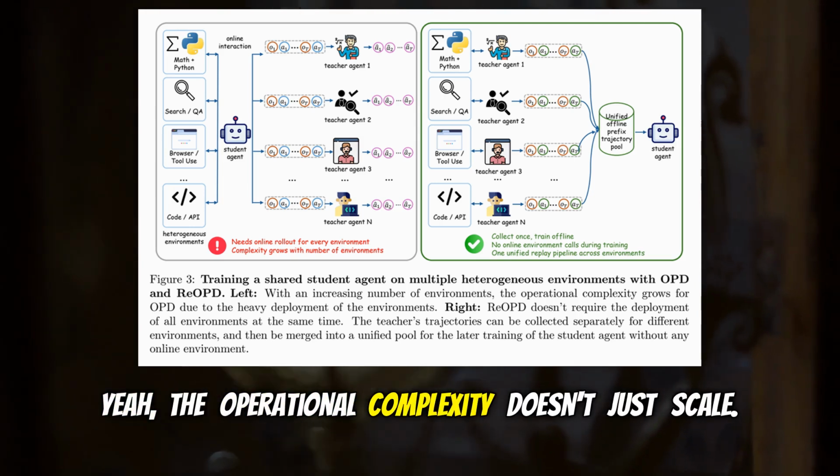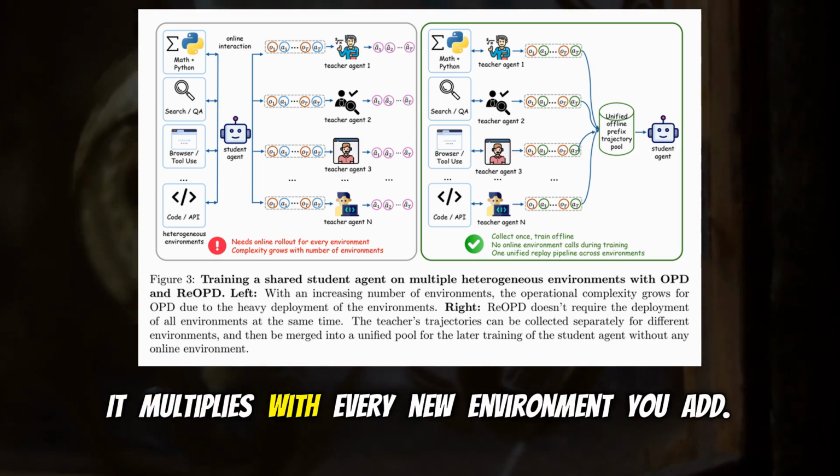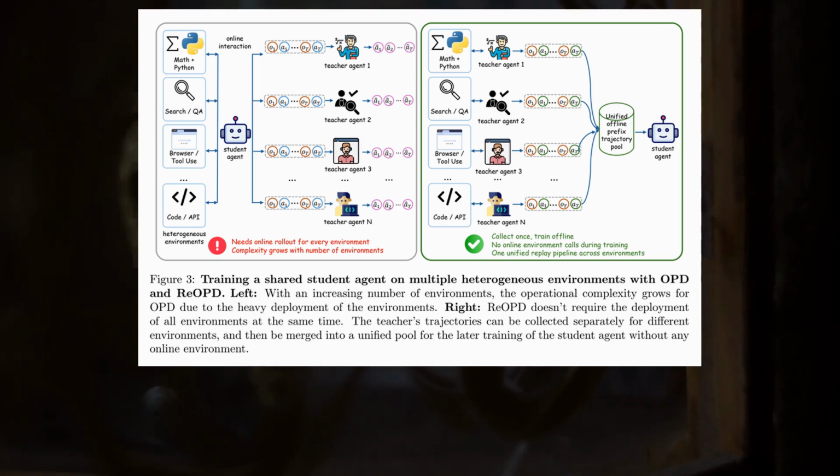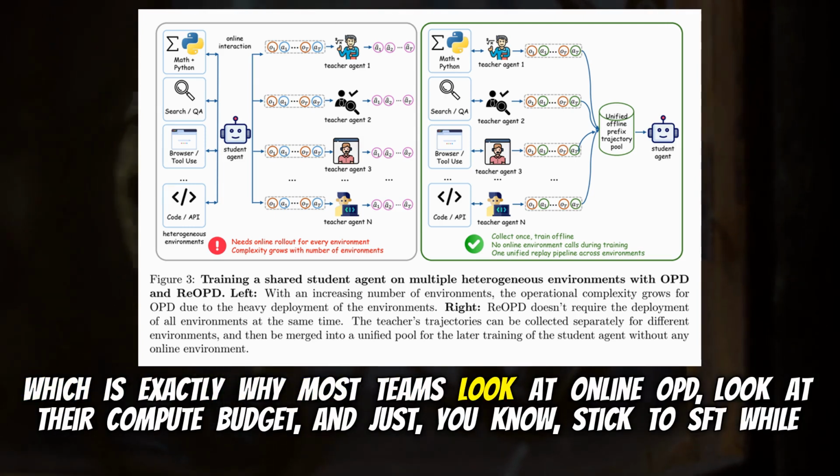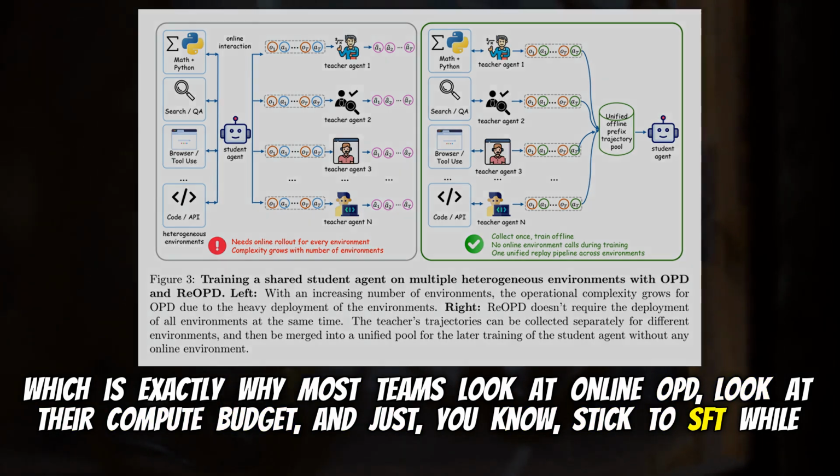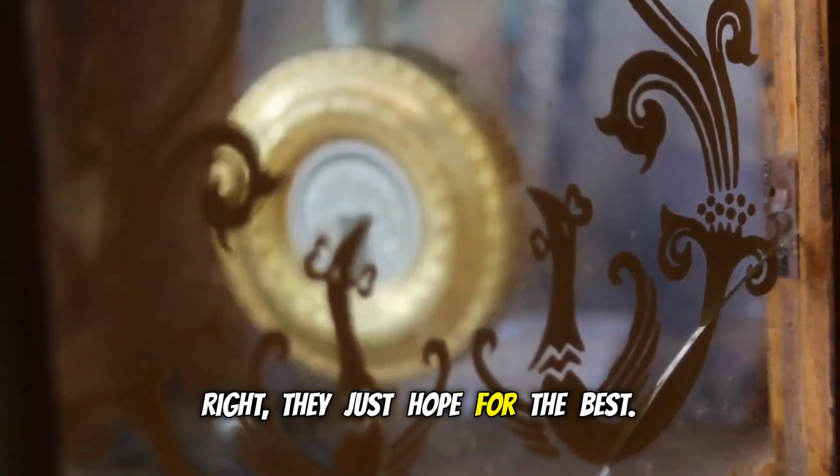Yeah, the operational complexity doesn't just scale, it multiplies with every new environment you add. Exactly. Which is exactly why most teams look at online OPD, look at their compute budget, and just stick to SFT while crossing their fingers. Right, they just hope for the best.